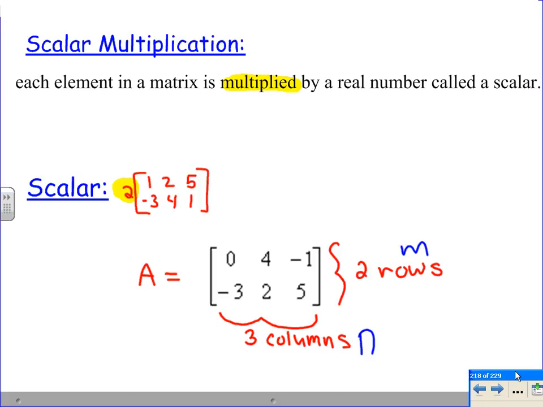Before we do some examples, I'm going to show you what a matrix is used for, and then I'm going to show you how to actually add, subtract, and multiply them. Not divide yet. You can divide matrices, but we're just not going to do it in this chapter. So remember, dimensions are M by N, columns go this way, rows go this way.